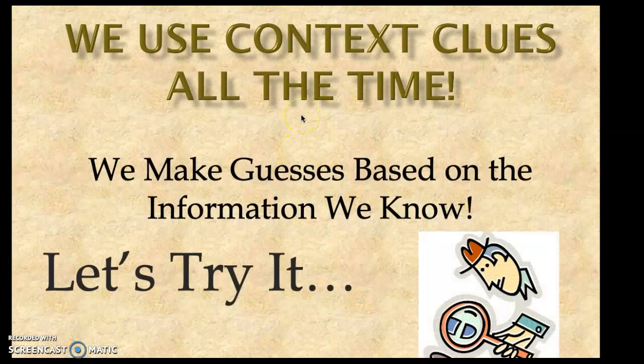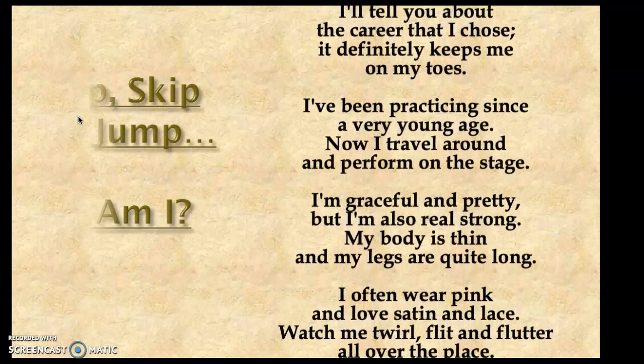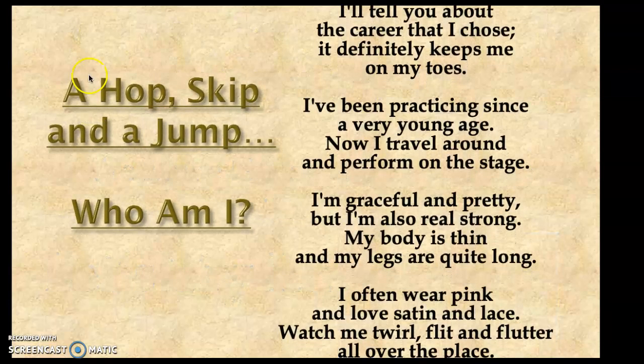We use context clues all the time. We make guesses based on information we know. You guys do it every single day. It does not have to be something you are necessarily reading. It could be a story someone is telling you. You're trying to figure out what's going on, and you use those subtle clues to help you figure out what's going on in their story, correct? So we're going to have some examples here for you guys.